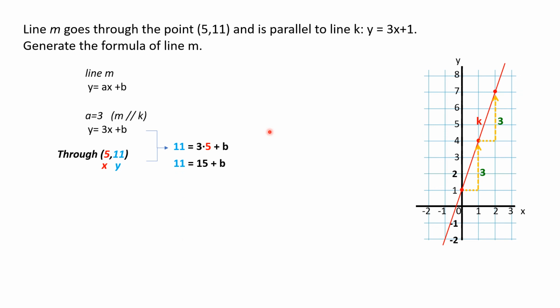Well, b has to be a negative number, so b is equal to minus 4. And now you have your formula, and look, if you take this point on the graph, 5, 11, and if you draw a parallel line, then you should intersect the y-axis at minus 4. So this is correct.